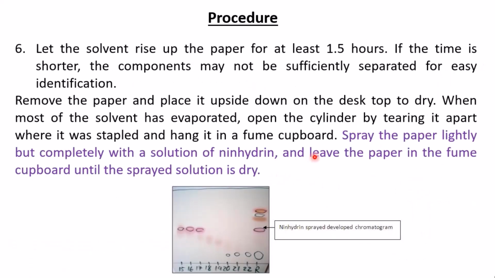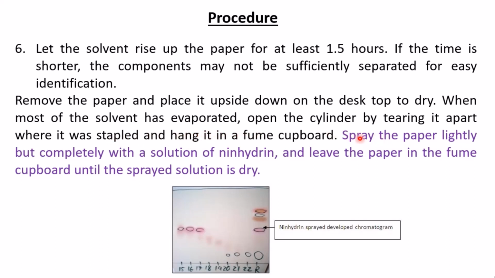So afterwards, in your visualization, right? You remove the paper and place it upside down. That is also another difference. So after taking your plate from the developing chamber, you place it upside down on a dish to allow it to dry. Now when most of the solvent has evaporated, open the cylinder. That's the paper. You open the cylinder by tearing apart the part that is stapled, right, and hang it in a fume cupboard.